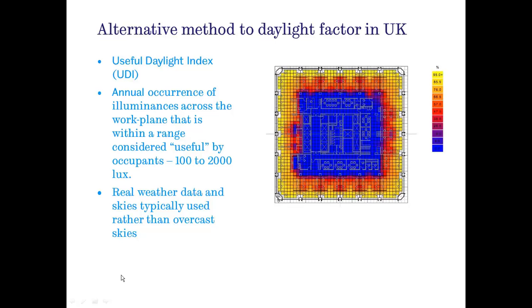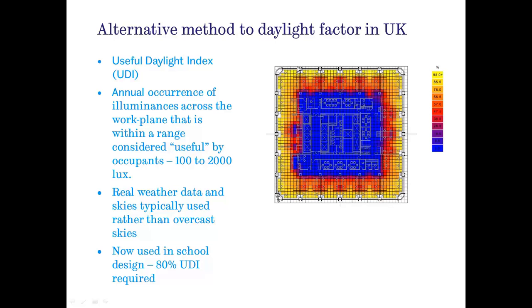Real weather data and skies are used rather than the overcast skies. And for example, in school design, you're now looking to aim for 80% useful daylight index. So the image on the right here is a sample school. Anything in the yellow up here is going above the 80% useful daylight index.